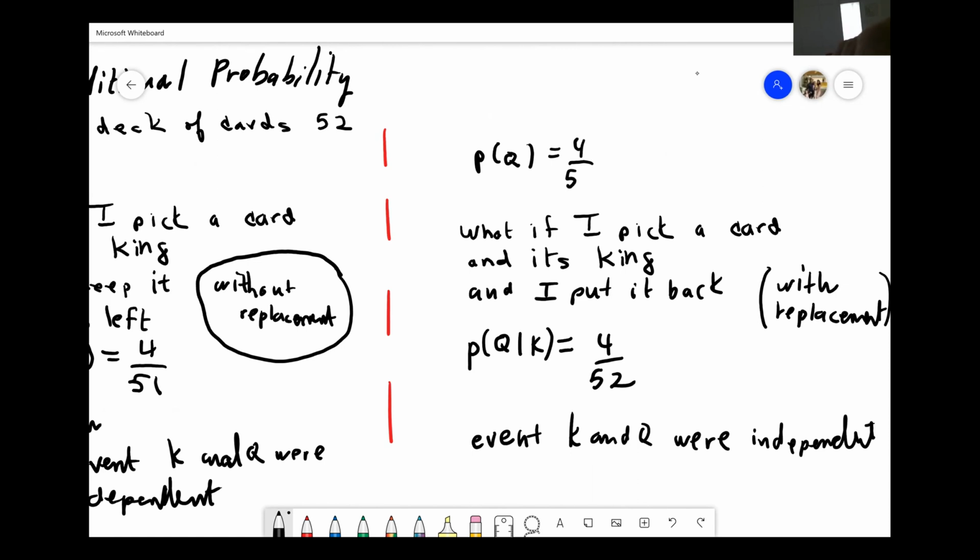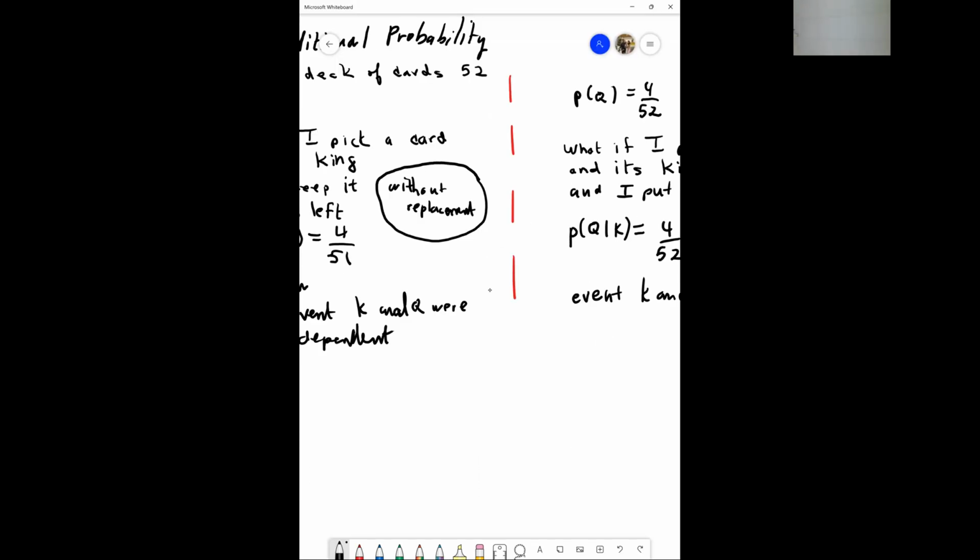Now notice something. Notice that the probability of queen in this case is equal to the probability of queen given king. In other words, king didn't have an effect on the probability of the second event. It did not. In this case, the probability of queen versus the probability of queen given king, they're different. Therefore, the events are dependent. So we can make a statement right now.